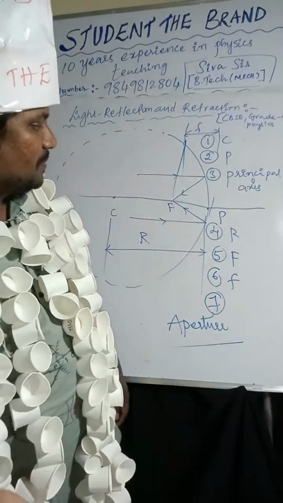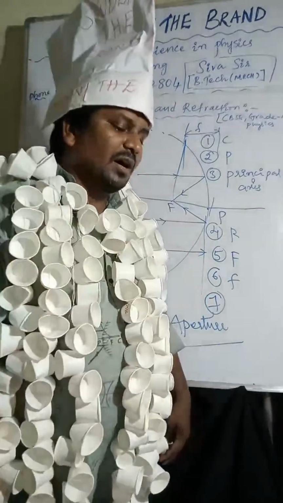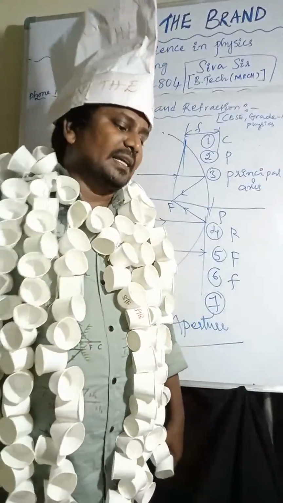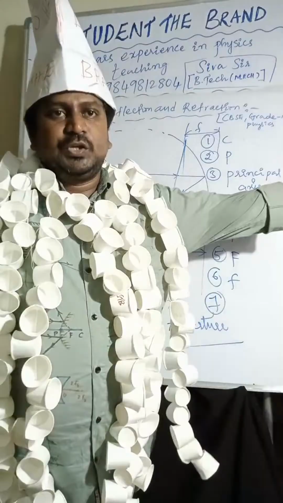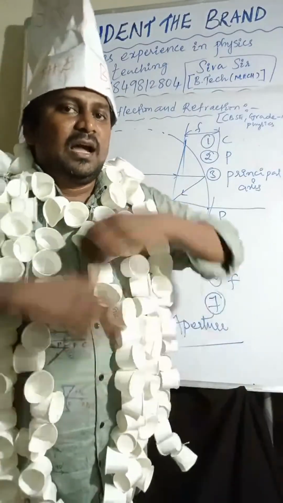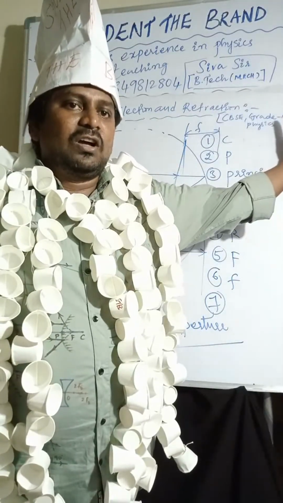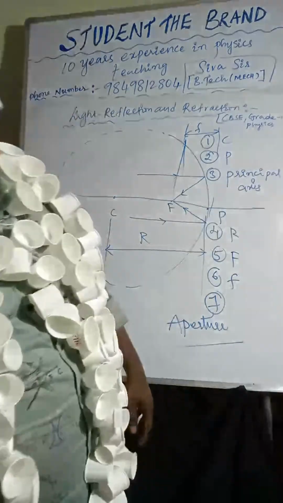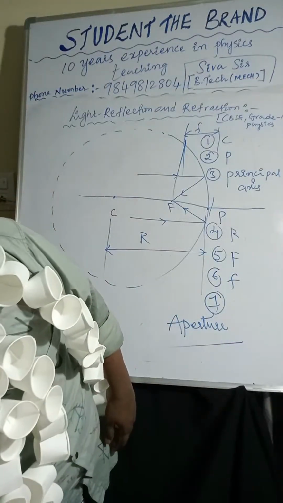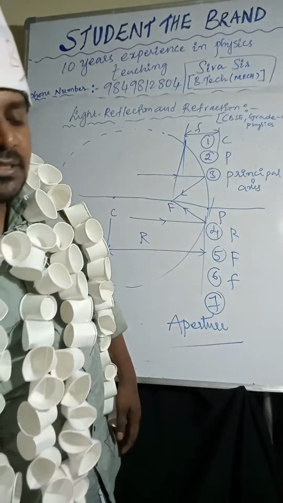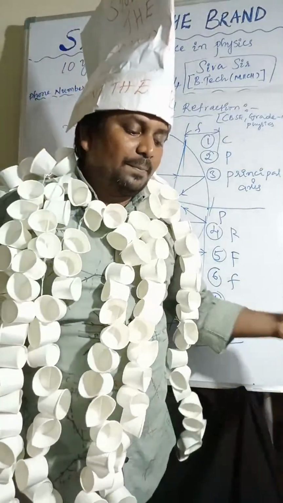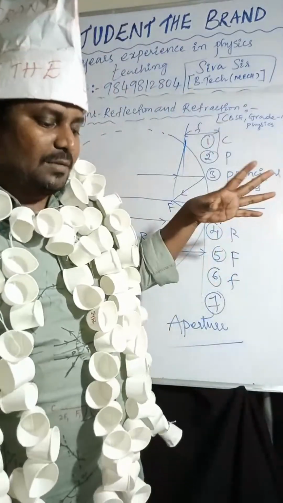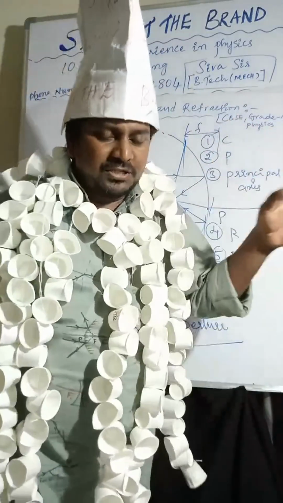Pole, center of curvature, focus, principal axis, radius of curvature, focal length, aperture.